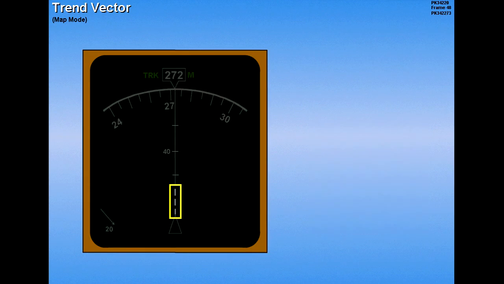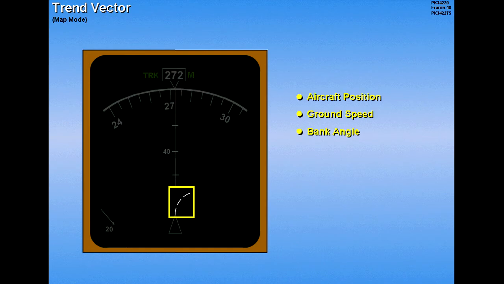The lower dashed portion of the track line constitutes a trend vector. The vector is displaced from the track line when the aircraft begins a turn. The amount of displacement is based on the aircraft position, ground speed, and bank angle.